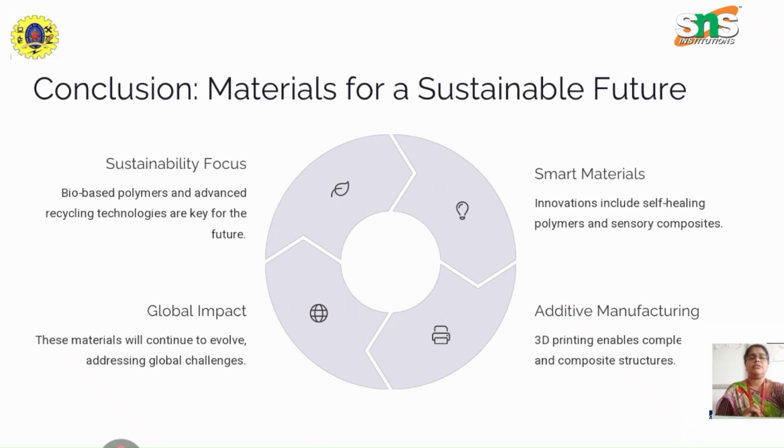Smart materials: innovations include self-healing polymers and sensory composites. Self-healing polymers are really a good innovation. Additive manufacturing: 3D printing enables complex polymer and composite structures. So these are the materials that can be made for a sustainable future, and this concludes the importance of the polymer.